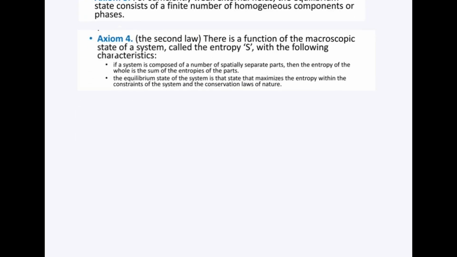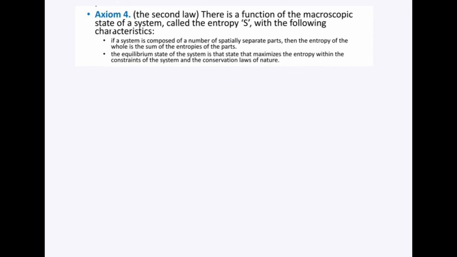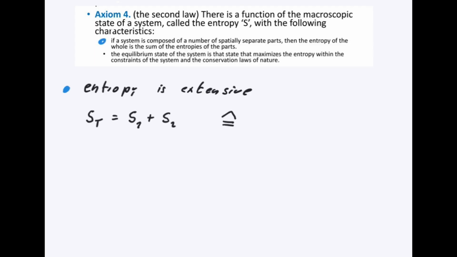Now, in earlier lectures, we developed this function S as a measure of the number of states that a system can reside in. And we know entropy is an extensive variable, meaning that the total entropy of a system is equal to the sum of the entropy of its parts, or in terms of the partition function, the total system is just the product of the partition functions of the individual systems.